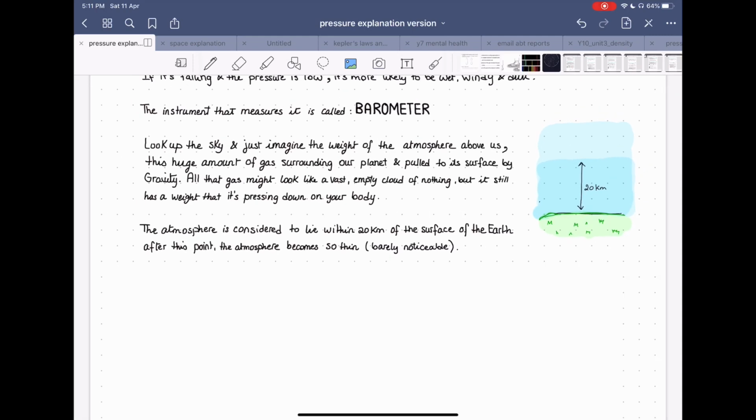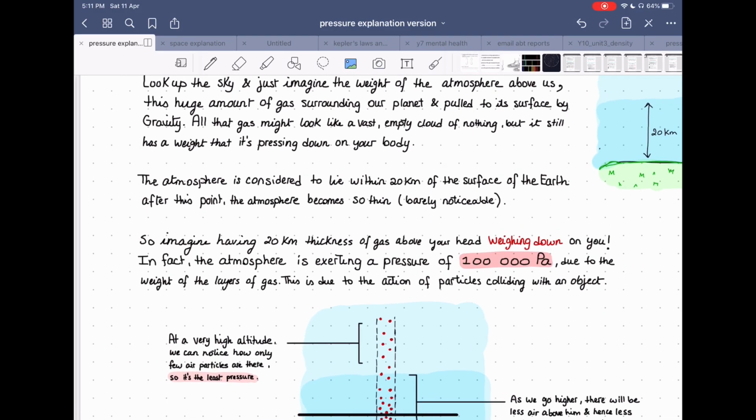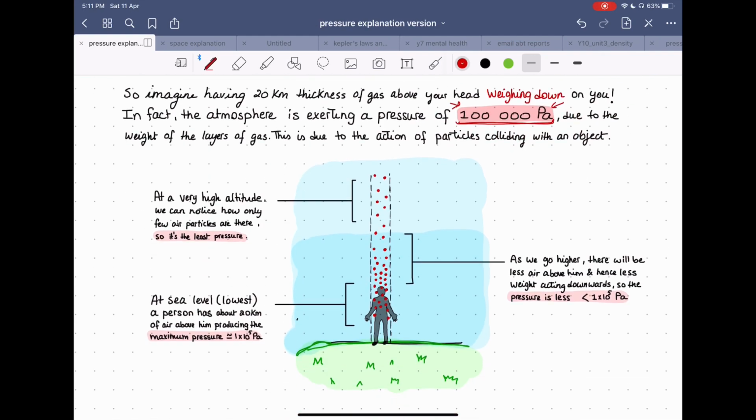Knowing that each and every particle has a weight, imagine how much our overall atmosphere is weighing down all on our head. In fact, the force exerted on a specific surface area, if we take all the thickness of the gases above our head, is around 1 times 10 to the power of 5 Pascal. That's a huge amount of pressure acting all on our head.